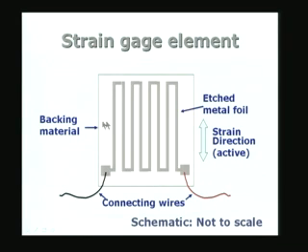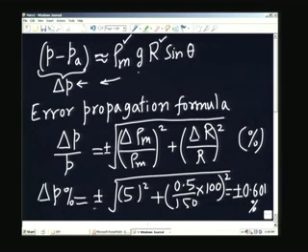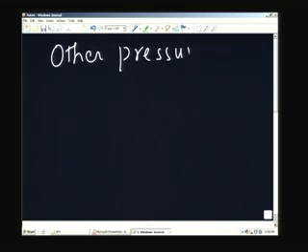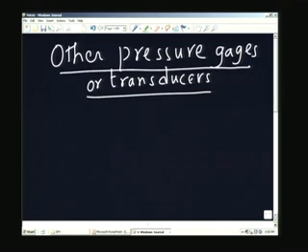Now, let us look at the other ways of measuring pressure. So, I am going to go to the board and indicate some of the methods. So, other methods of measuring, I will simply say other pressure gauges or transducers. Let me just look at the principle of operation of several different types of pressure gauges. One by one we are going to go.